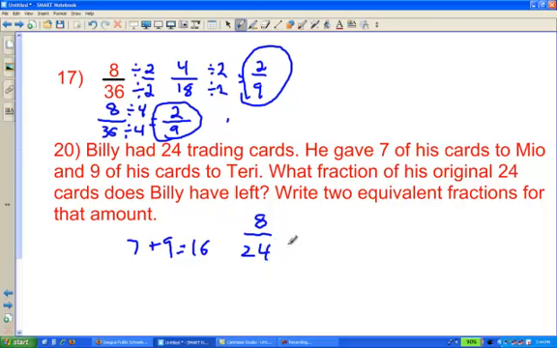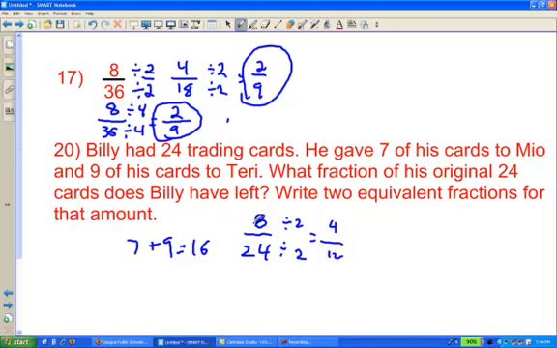And it says write 2 equivalent fractions. Well, equivalent fractions, as long as we multiply or divide by the same number on top and the bottom, we'll get equivalent fractions. So let's see. I'll do one where I divide and one where I multiply. So we'll do 8 divided by 2, since they're both even. 24 and 8 are both even. I can divide them both by 2. 8 divided by 2 is 4. 24 divided by 2 is 12.